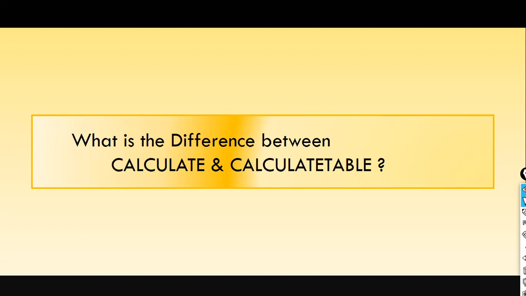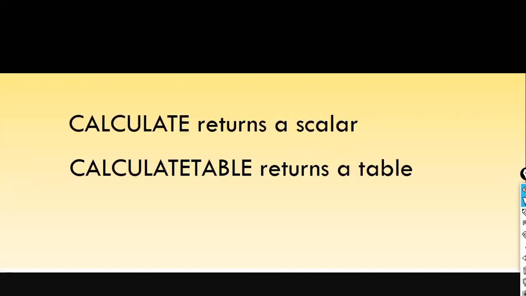You know very well, a table consists of multiple columns, right? CALCULATETABLE returns a table, whereas here it is not returning a table, it returns a single value. Apart from this, these two functions are similar in one aspect, because using these two functions, we can modify the filter context. This is what I mentioned. CALCULATE returns a scalar, CALCULATETABLE returns a table.